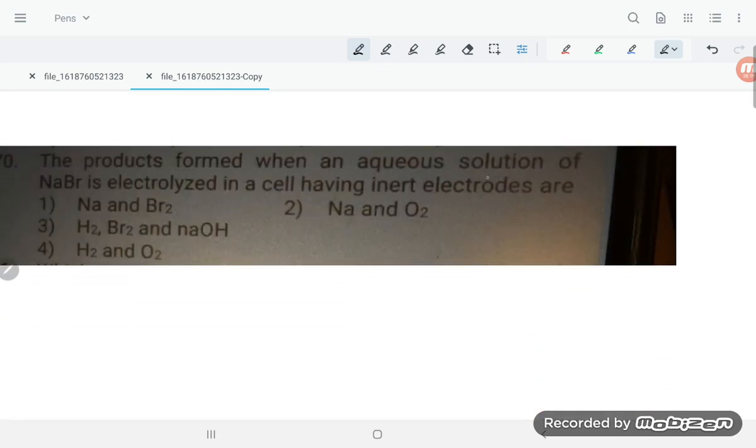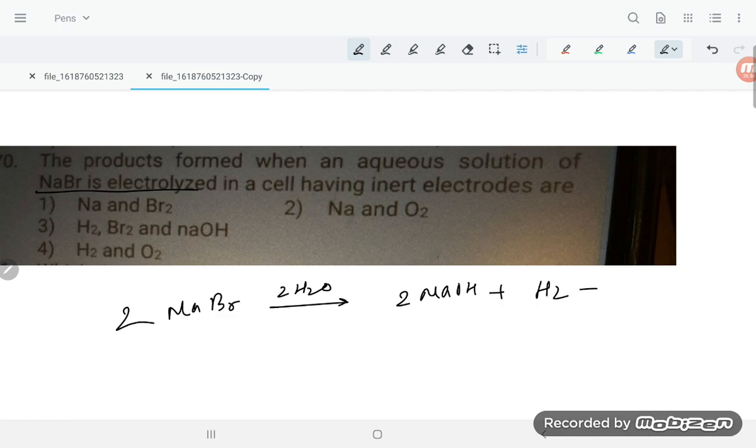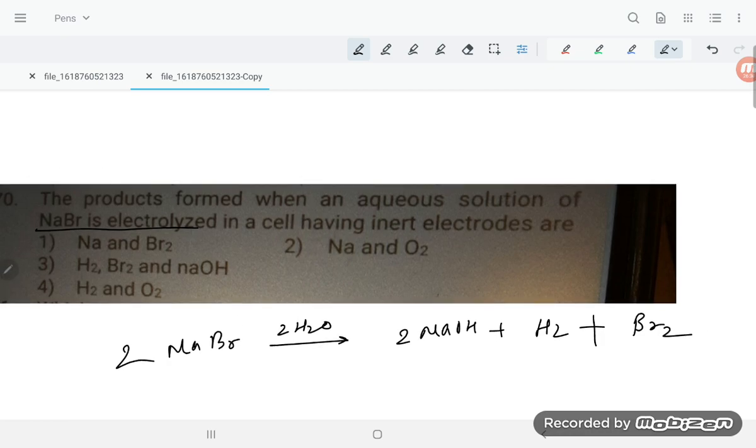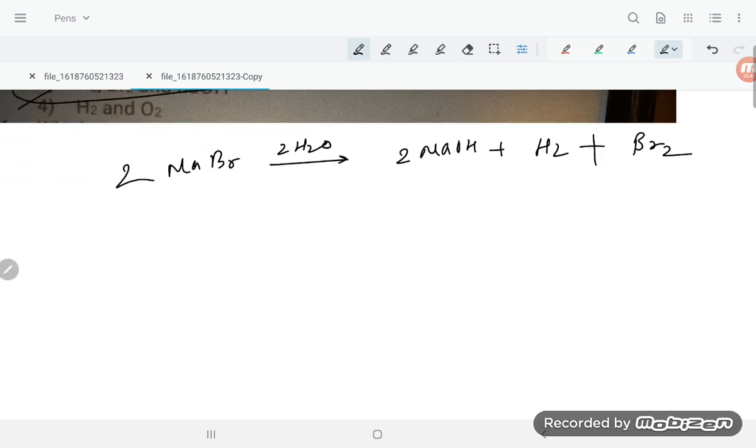The product formed when an aqueous solution of NaBr is electrolyzed. NaBr plus 2H2O, we take 2 molecules, so it will give 2 NaOH plus H2 plus Br2. So H2, Br2 and NaOH. Option number 3.